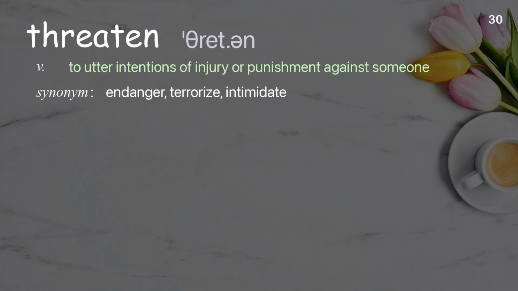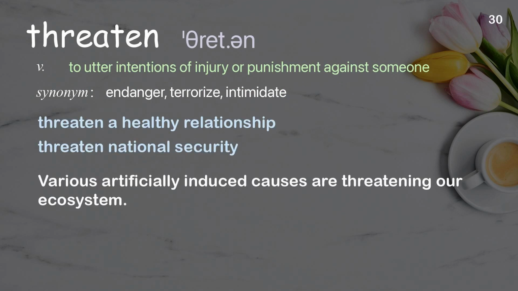Threaten. To utter intentions of injury or punishment against someone. Examples: threaten a healthy relationship. Threaten national security. Various artificially induced causes are threatening our ecosystem.